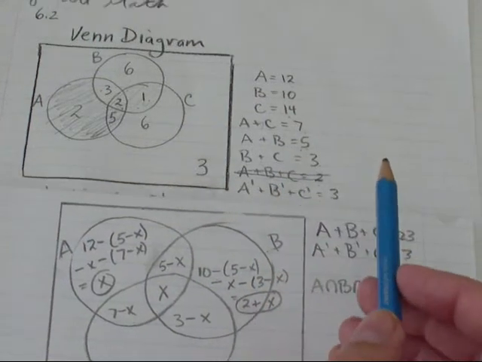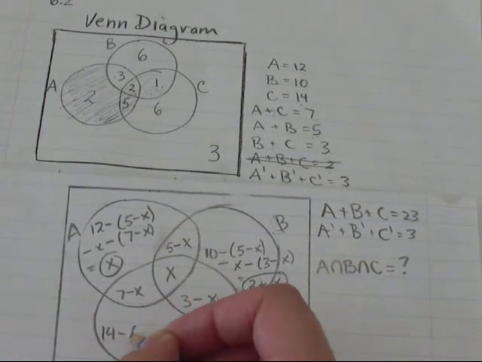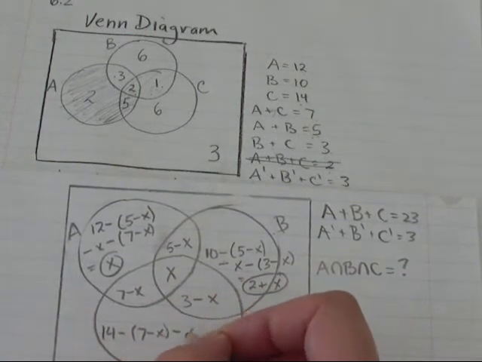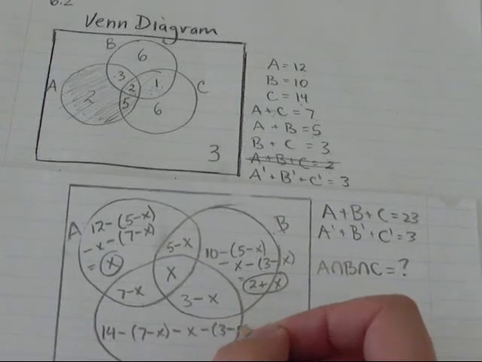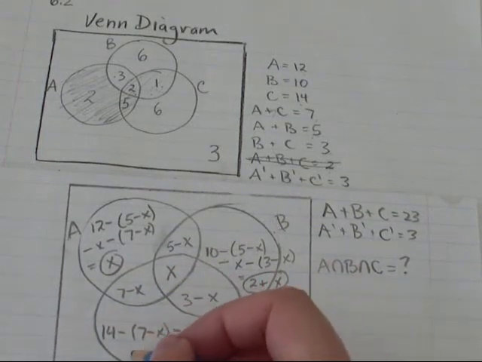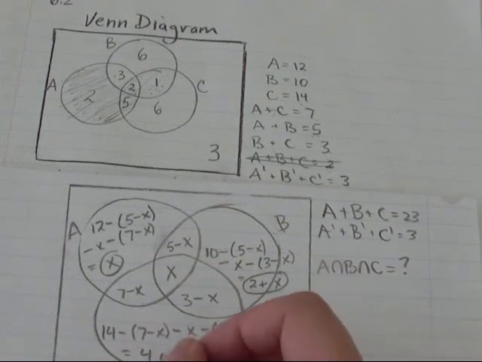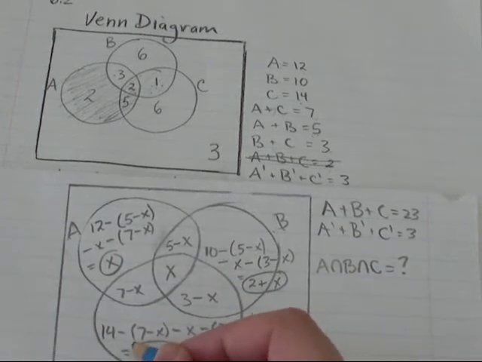And then down here I had C equals 14. So I've got 14 minus (7 minus X) minus X minus (3 minus X). So 14 minus 7 is 7, minus 3 is 4, plus X minus X plus X. So 4 plus X.